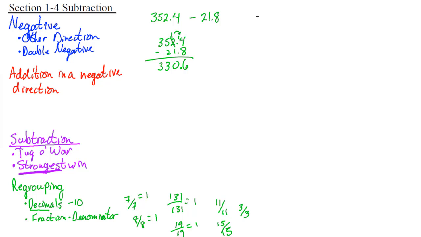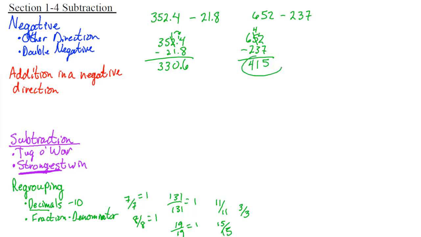Let's do another one. If we took 652 minus 237. Let's try that again. Strongest one on top, 652 minus 237. 2 minus 7, we can't do that. So this guy cuts down to 4, and it puts a 1 right there. 12 minus 7 is 5. 4 minus 3 is 1, and 6 minus 2 is 4.